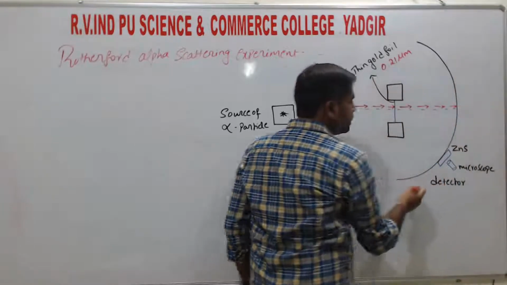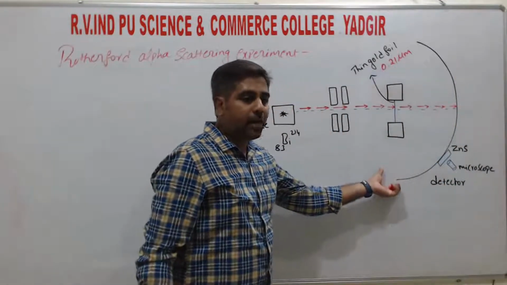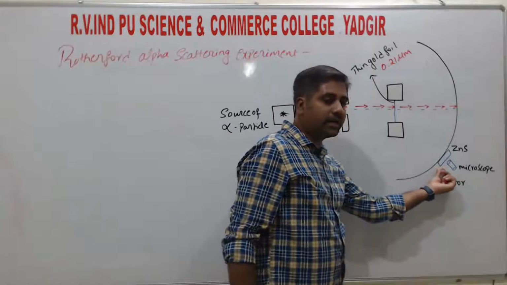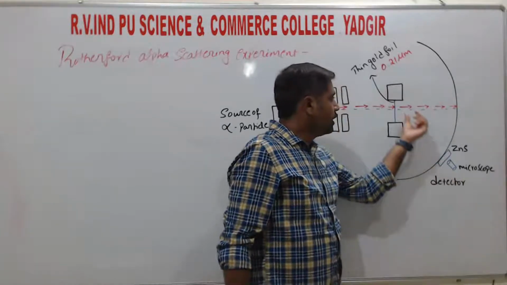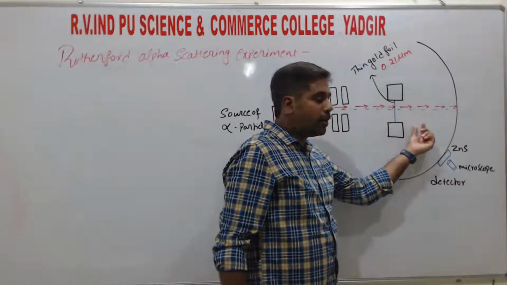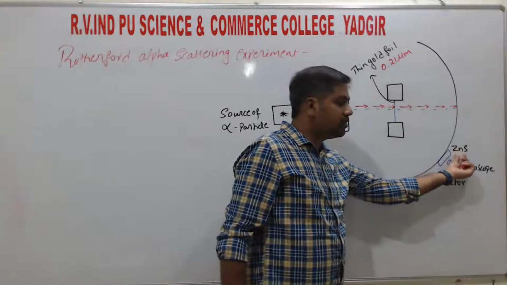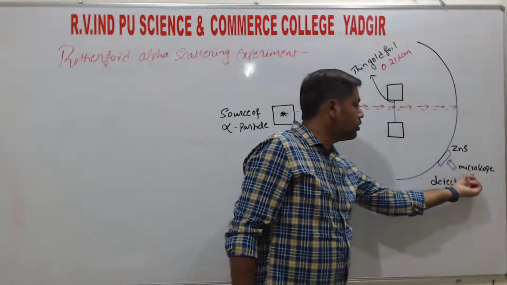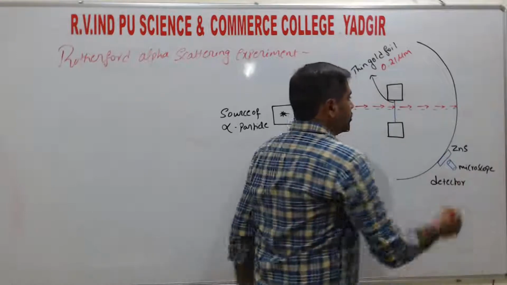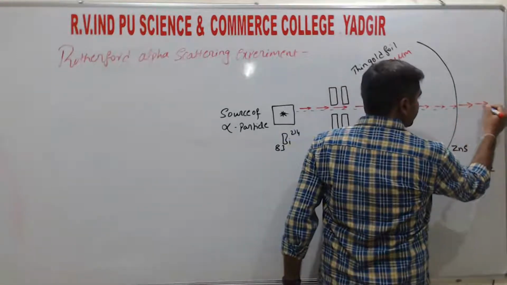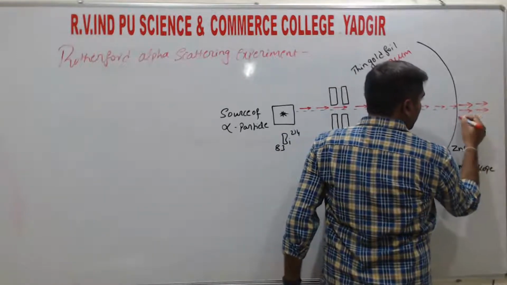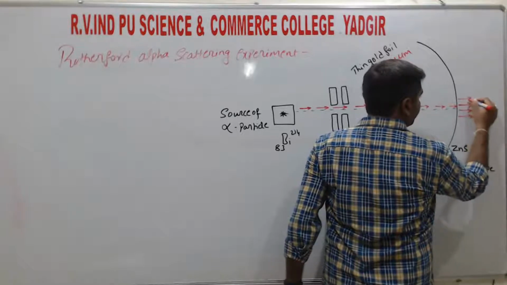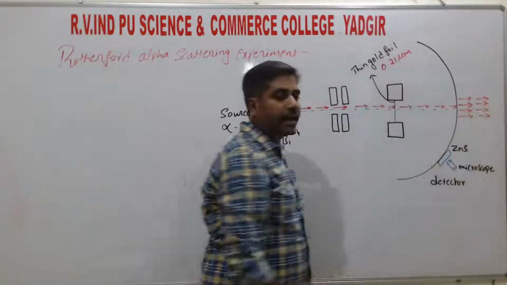So this one is the detector, on a circular table. On this circular table, the detector is there to observe the scattering of the alpha particles. This detector consists of the zinc sulfide plate and also the microscope, right? So these are the alpha particles, scattered alpha particles.